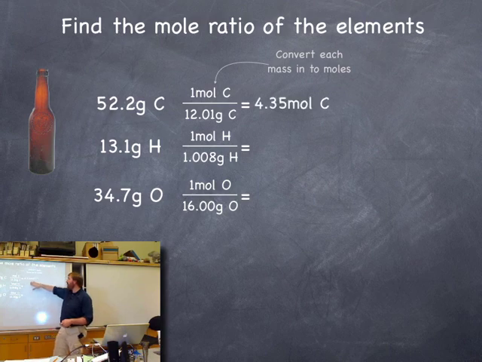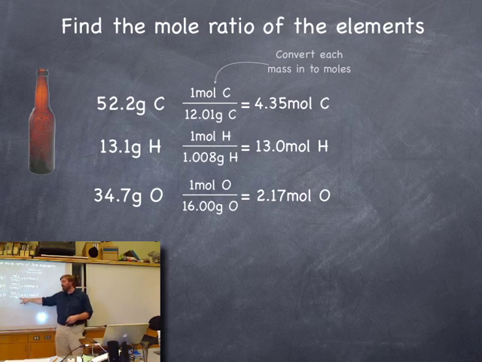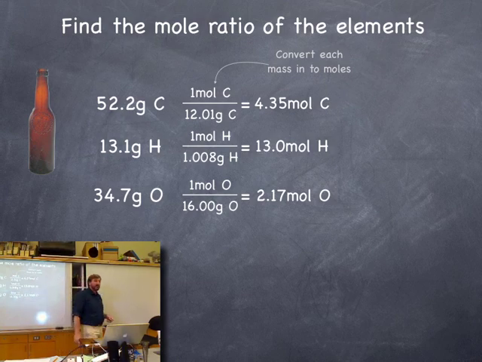We get 4.35 moles of carbon. You get 13 moles of hydrogen. Notice the typo on your sheet. Okay? You get 2.17 moles of oxygen. Notice the typo on your sheet. Okay? 2 typos on the sheet. It's 13.0 that is the correct value. And it should be oxygen by itself, monoatomic oxygen, not O2. Typo on the worksheet.